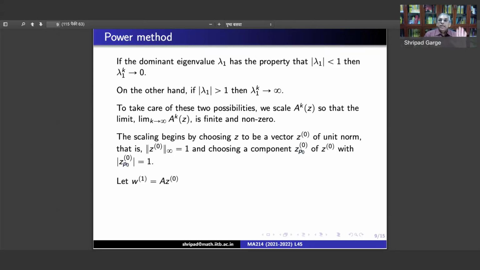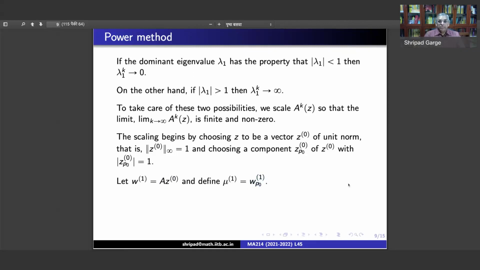Apply the matrix A to z naught. Now z naught had unit norm, but there is no reason to believe that w1, which is A applied to z naught, will have unit norm. So we will have to get another vector z1 from this w1. It's quite clear how to get this vector z1: you simply divide by the norm of w1. But before doing that, we will define mu1, which is a scalar, to be the p naught component of the resulting vector w1.